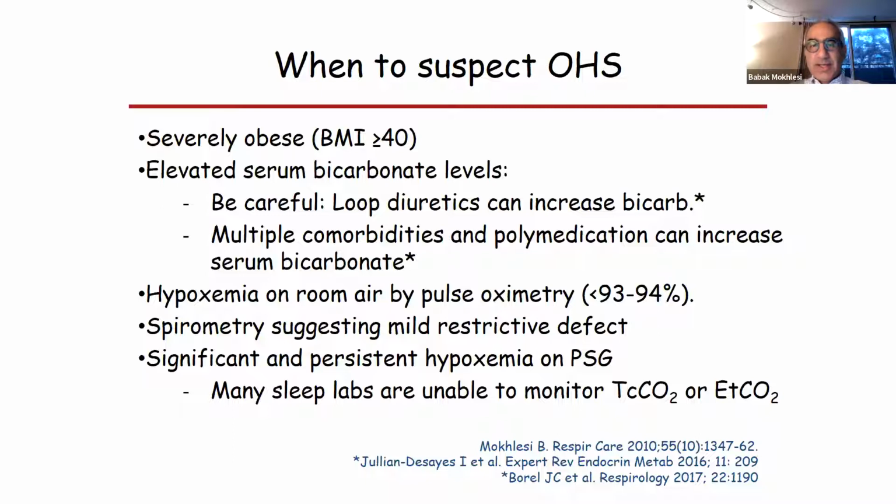So I think if the pulse oximetry is low, it's helpful, but if it's normal, it doesn't rule it out. Again, if patients have evidence of restrictive defect on spirometry and they're severely obese, it just puts them at increased risk; they probably have some degree of hypoventilation as well. And persistent and significant hypoxemia on polysomnography just makes you a little suspicious. When I see that pattern, I open our electronic medical record to see if there are any old bicarbs or old blood gases in the system, to come up with more clues.